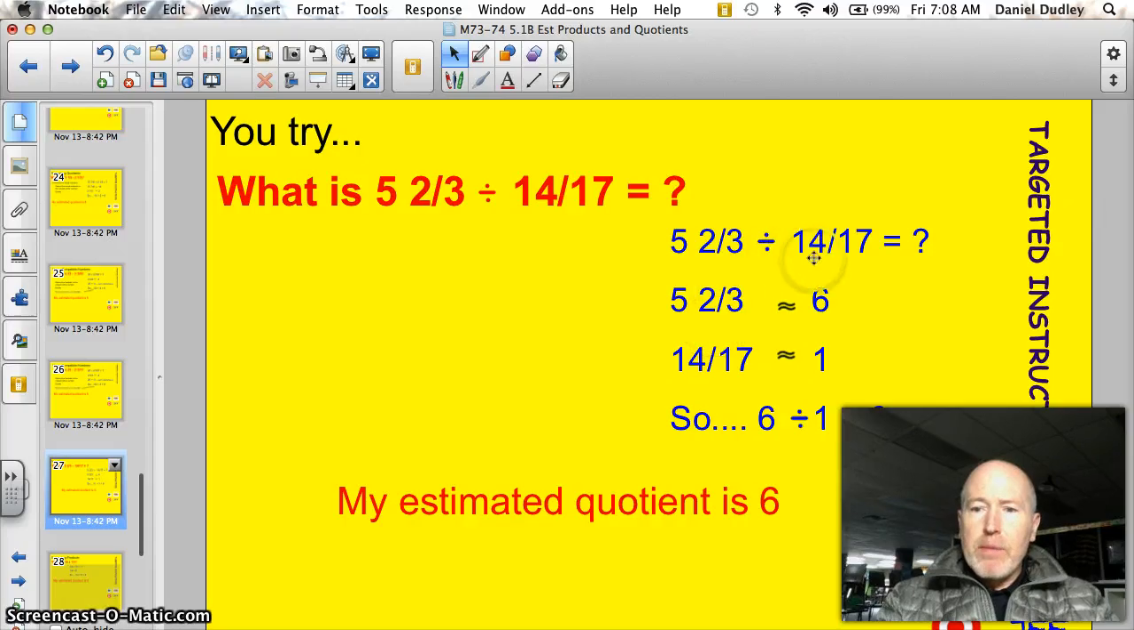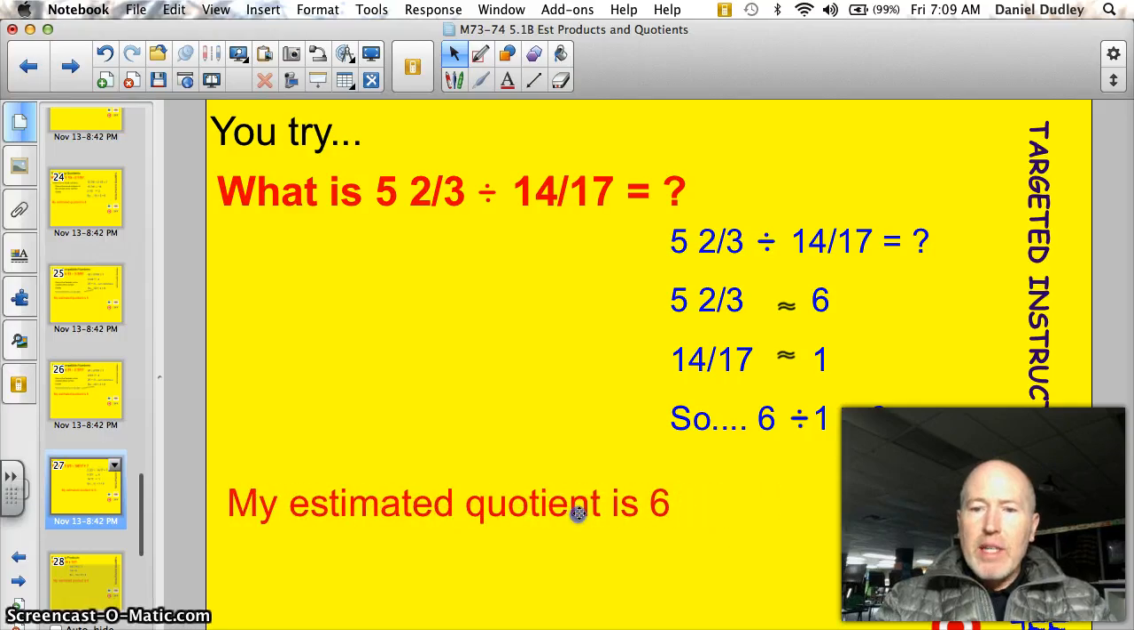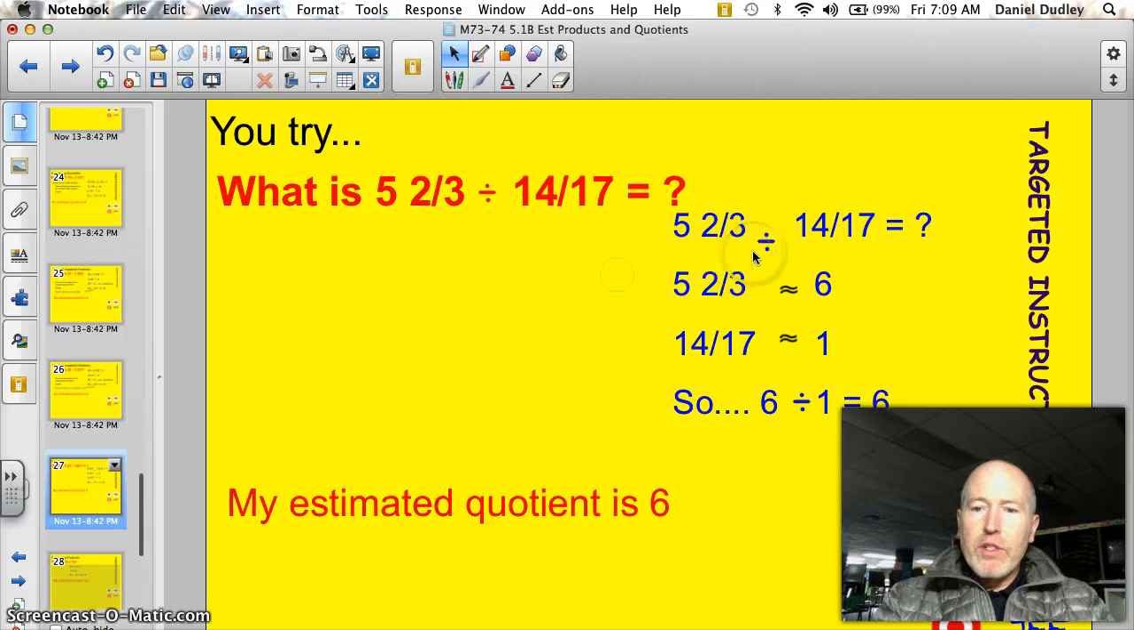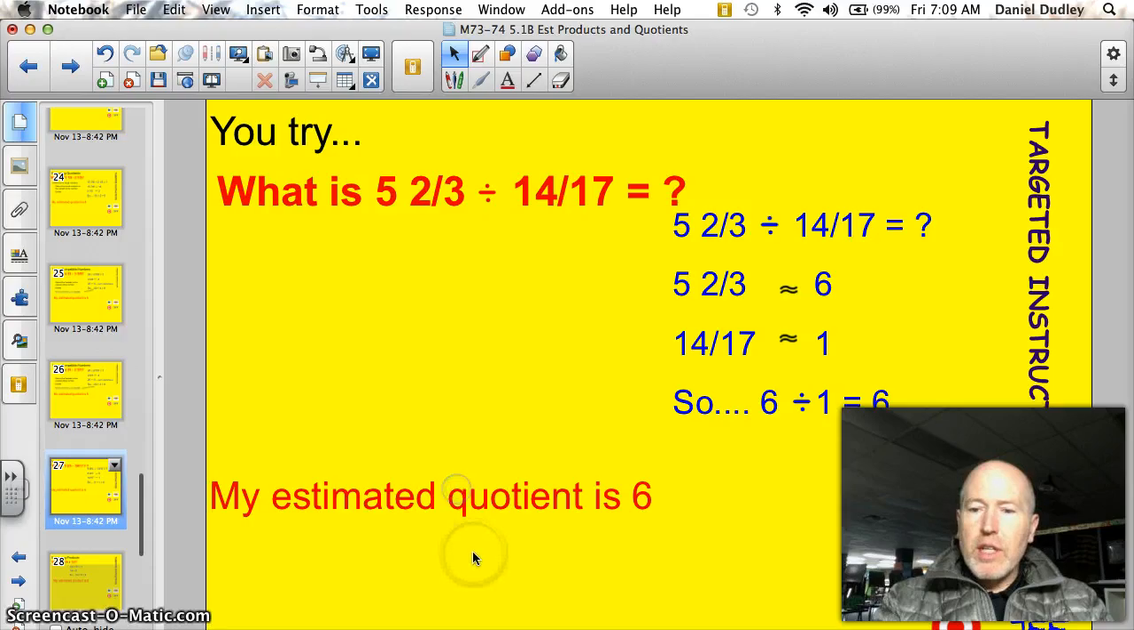5 2/3 divided by 14/17. Well, 5 2/3 is about 6, because this is way over a half. 14/17, well, that's about 1. So 6 divided by 1 is 6. I'm going to move this up so I can make sure you can see that. I'm going to move my division sign up too. That should be good. All right, let me go up and double check. 6 divided by 1 is 6. Yes, my estimated quotient is 6.